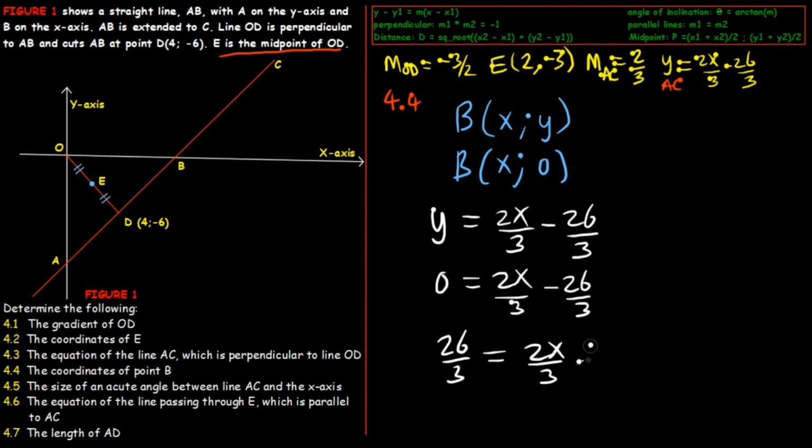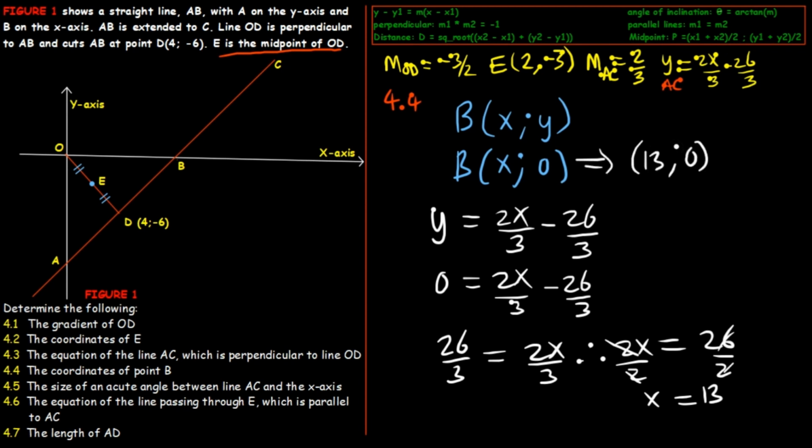Therefore 2x is equal to 26. We divide everything by 2, then our x value will give us 13. So our coordinate now is (13, 0).